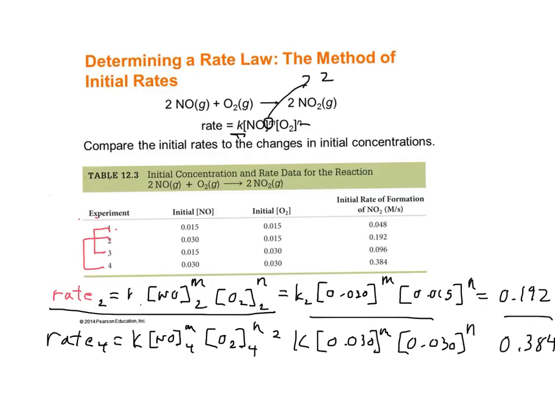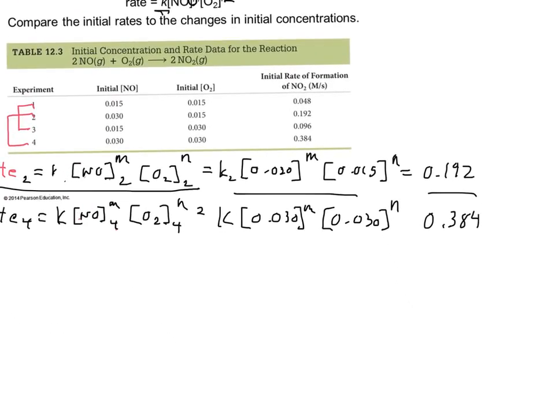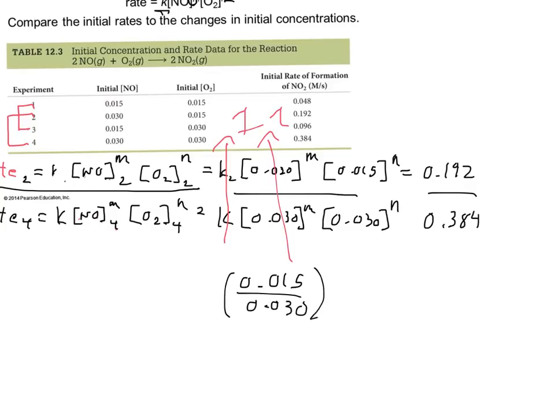Alrighty then. Now it's math time. Alright. Any number divided by itself is 1. So that simplifies us to 0.015. Hey, they like these concentrations apparently. To the n power equals 0.192, 0.384.